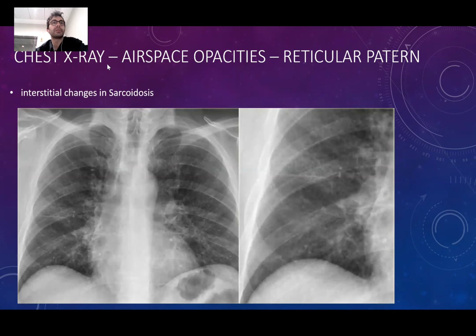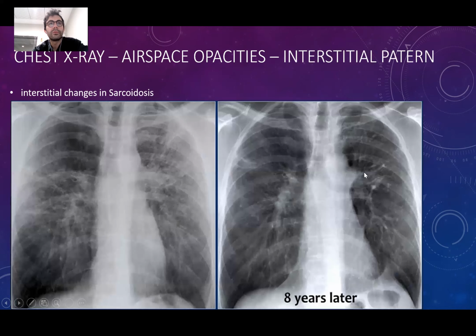This time it's a patient with sarcoidosis. So we are seeing interstitial changes and these lines which are directed in different areas of the lungs. Another patient with interstitial changes in sarcoidosis, and this time I think the left lung is more affected. Eight years later, after treatment, these lines have disappeared and some fibrotic lines are left. These are areas of fibrosis.